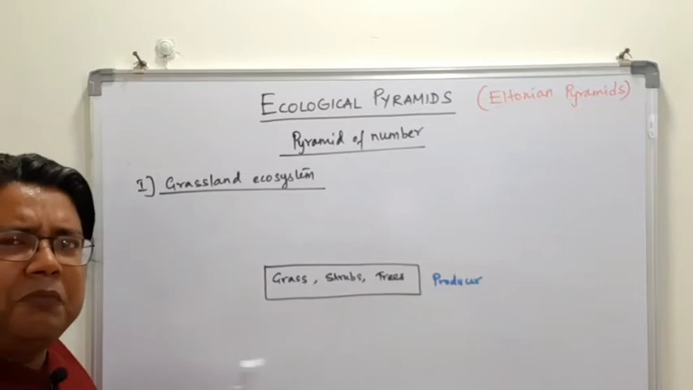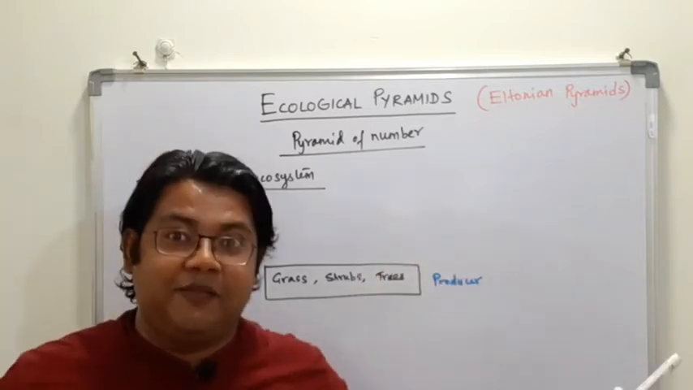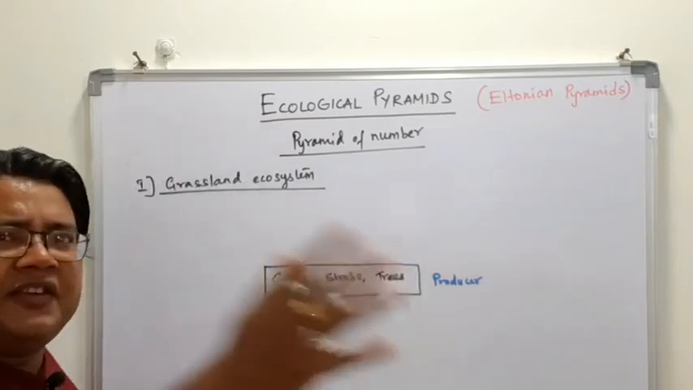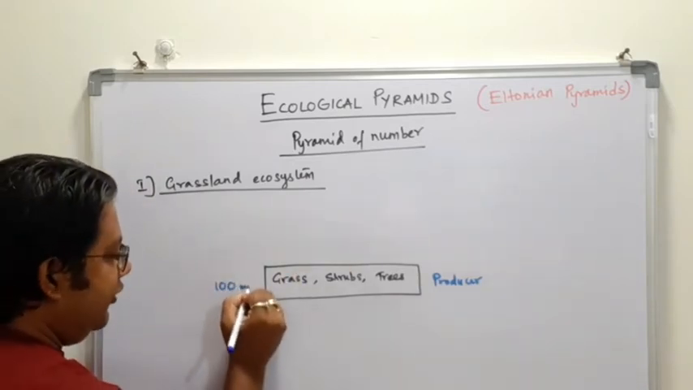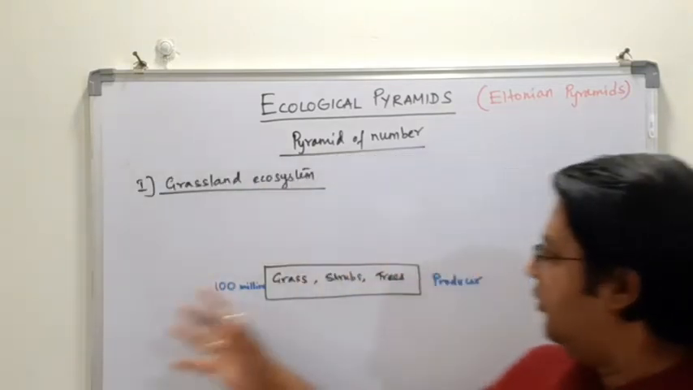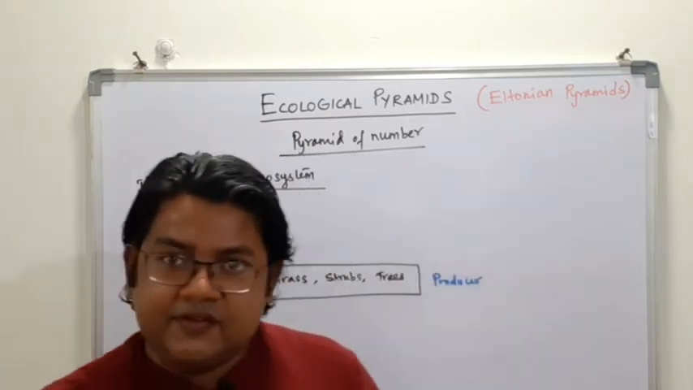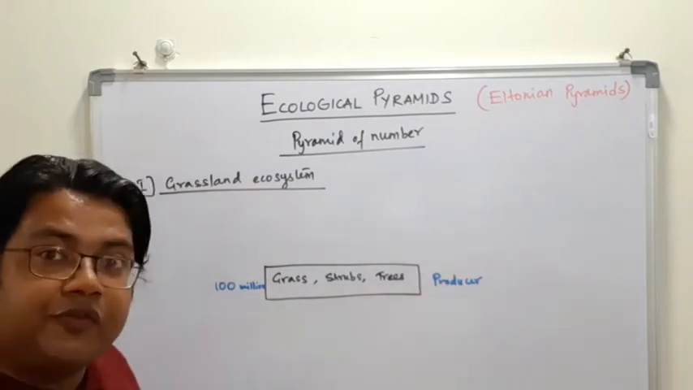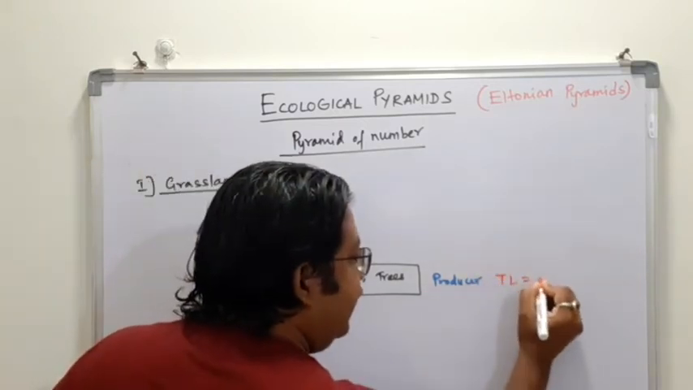What will be the number? Let us say the number of grasses will be many. So you are considering only the number. So the number of grasses, shrubs and trees, let us say makes, for example, 100 million. I am writing like this, just a random number, which is a big, huge number, 100 million. Now let us consider this is which trophic level. Producers are always at which trophic level? Trophic level number 1. So I'll write it over here. It is in trophic level number 1.